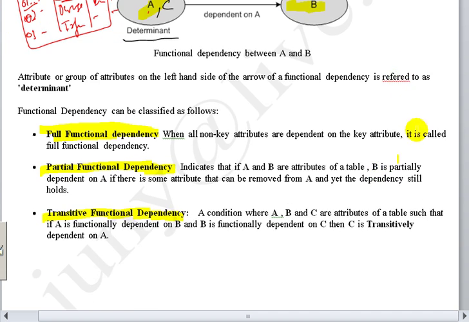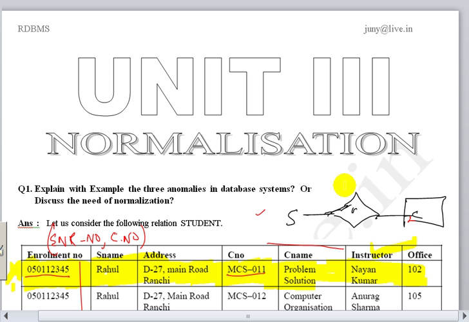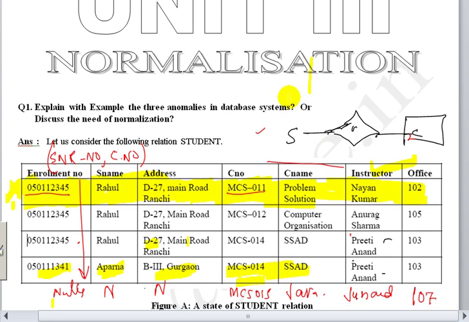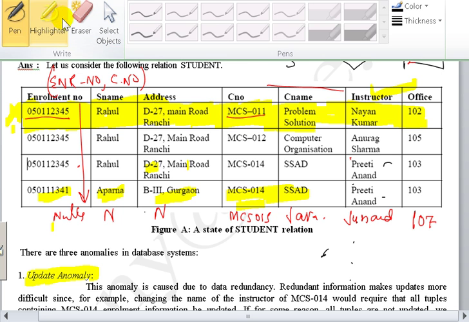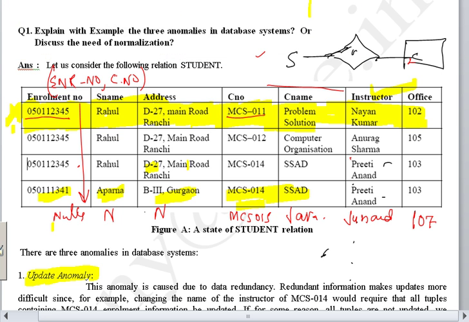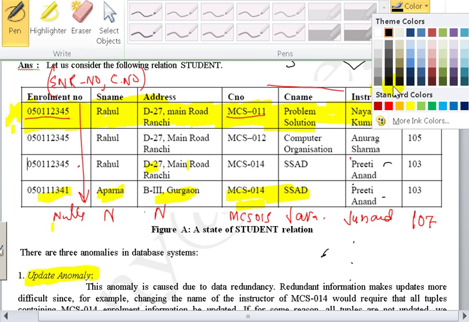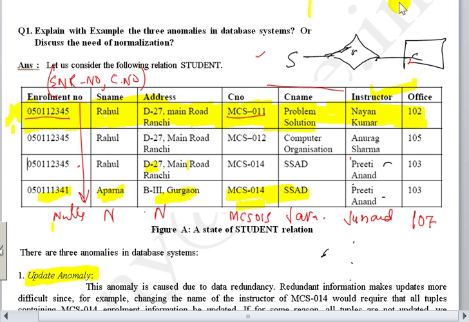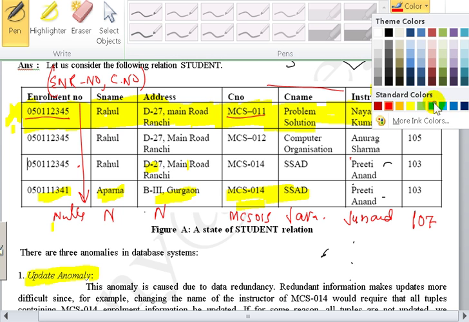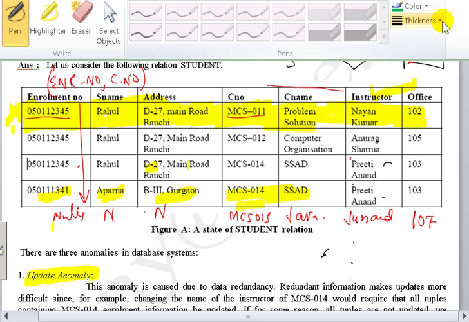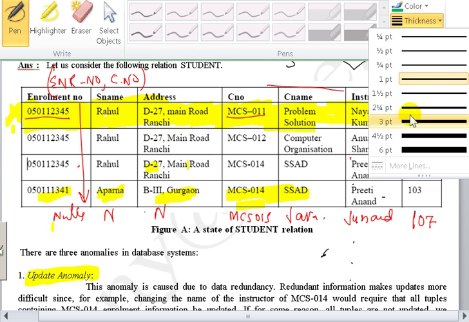Now if you look at the table above, what do you think here? Is it a full functional dependency? What is the key here? There are two keys, exactly. Let me choose a color. Say red. Now let me choose a different color because we already used it. Say green, and a little bolder.